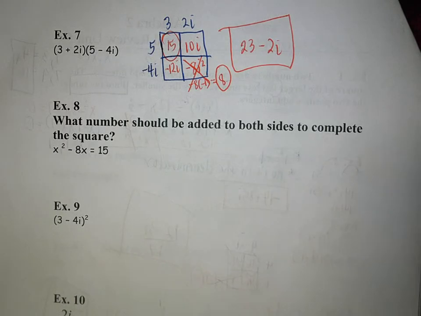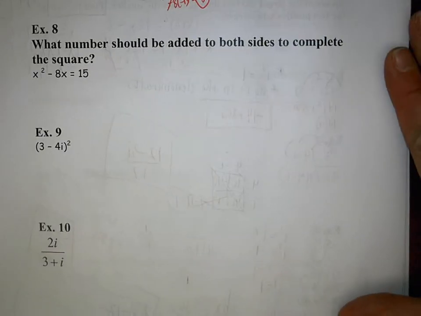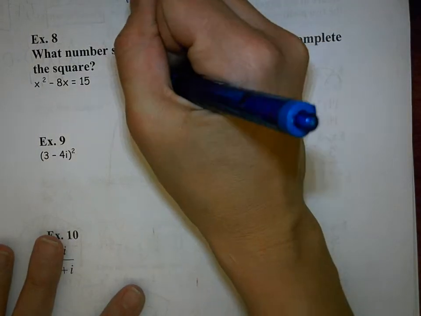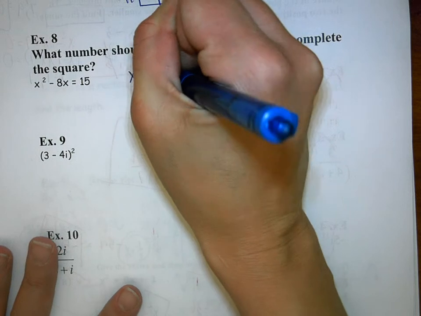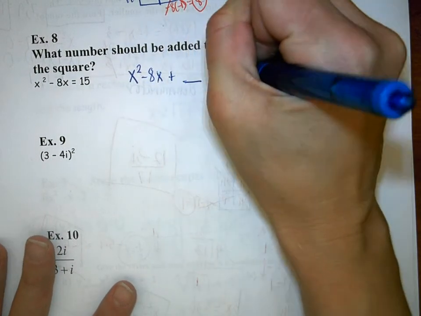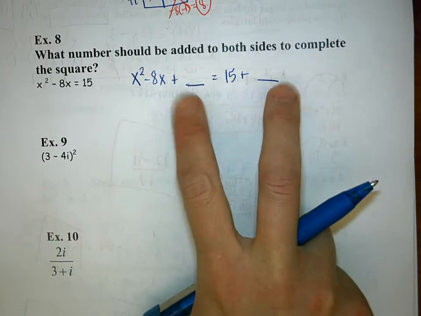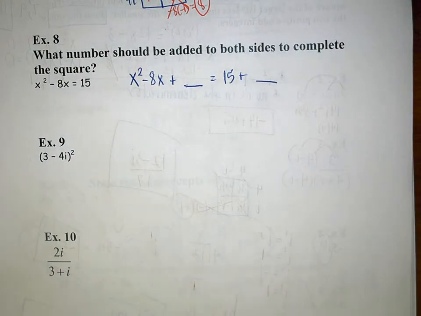Okay, example 8. What number should be added to both sides to complete the square? Do you guys remember this? This is where you add the blank. So you have x squared minus 8x plus blank equals 15 plus blank. So they're wanting to know, what number are you adding? What number are you putting in those blanks that you're adding to both sides?